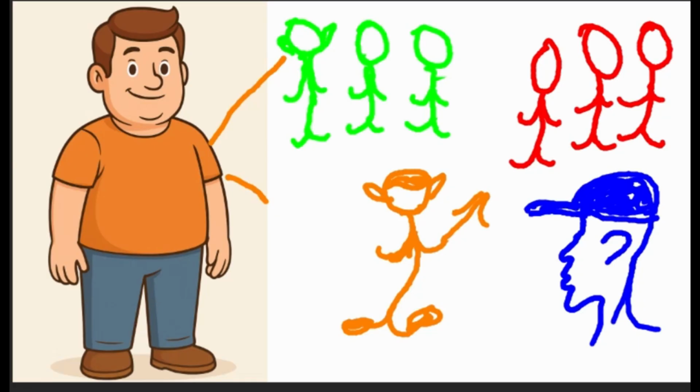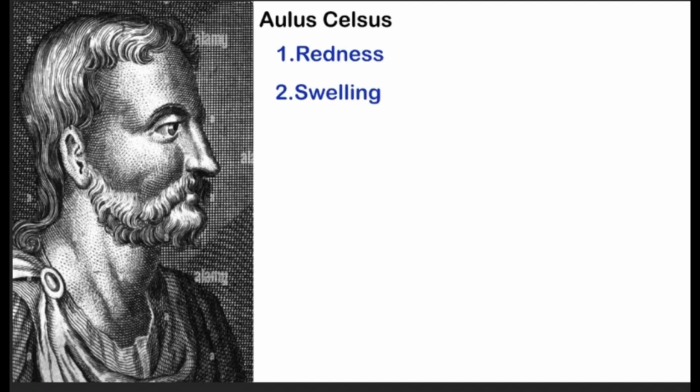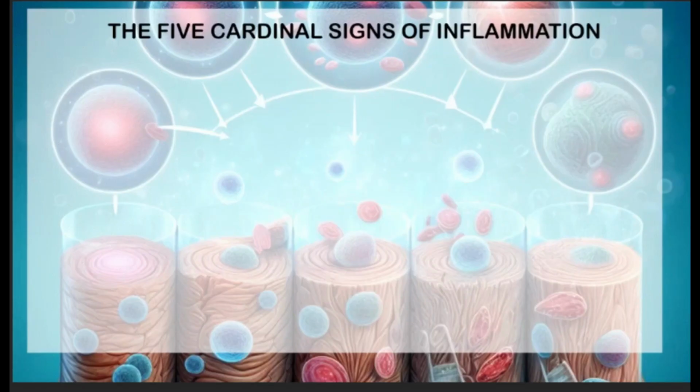Now this brings us to the next outline, which is the cardinal signs of inflammation. A Roman medical writer, Aulus Celsus, documented the first 4 classic signs of inflammation, which include redness, swelling, pain, and heat, in his medical text, De Medicina, in the 30th BC. Later on in the 19th century, a German pathologist known as Rudolf Virchow added the 5th and last cardinal sign of inflammation, which is functio laesa. Now let's discuss these 5 cardinal signs in detail.